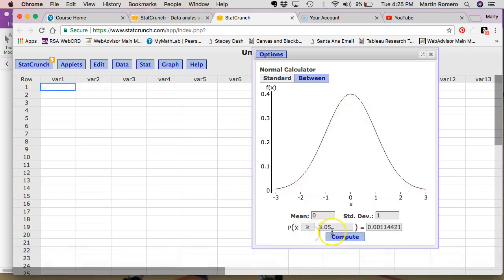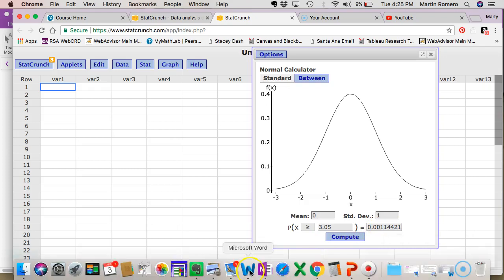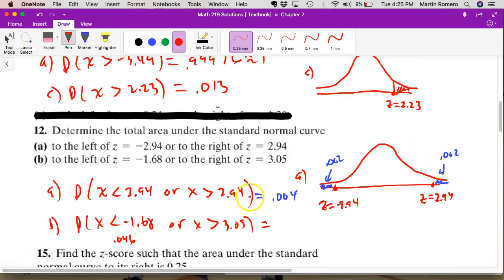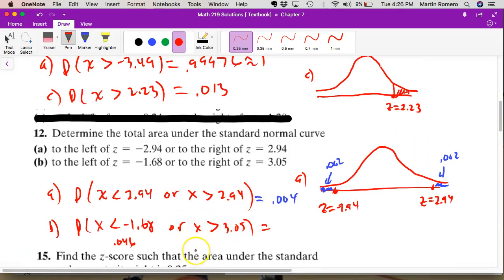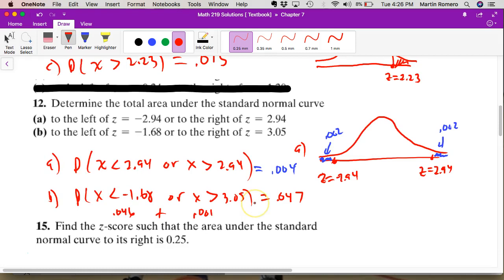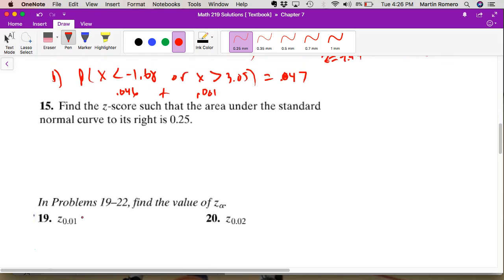It needs to be greater than, so let's do that again. So no, it's 0.001 for this one here. Got to make sure your signs are correct. And so the probability would be, I would add those two together, 0.047. So that's problem number 12.